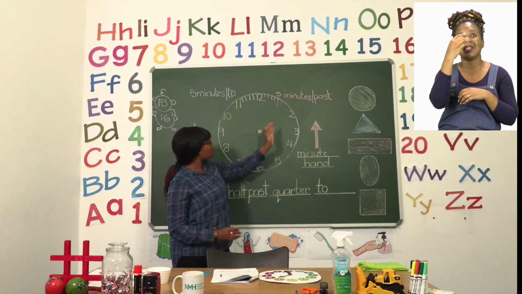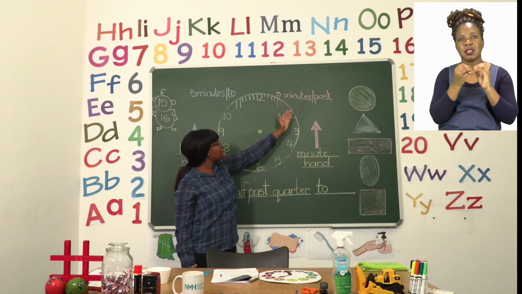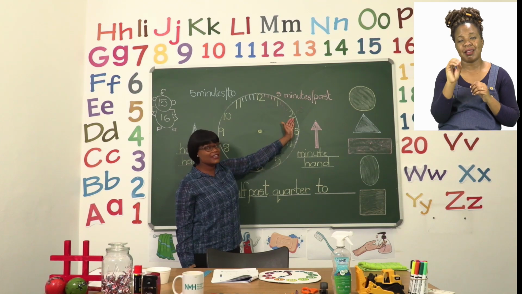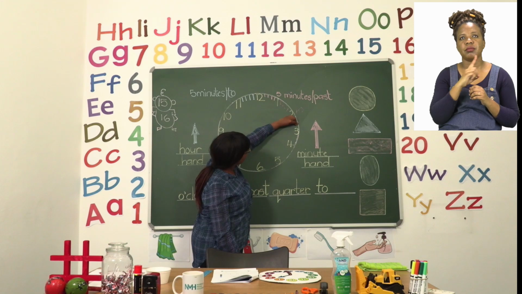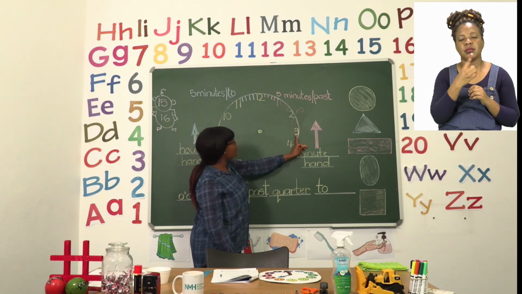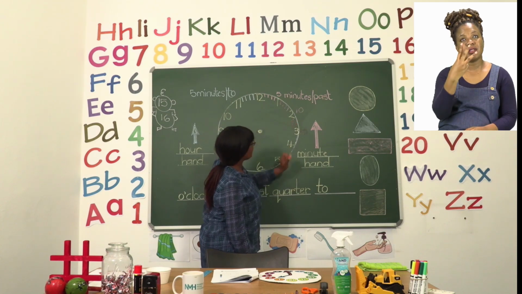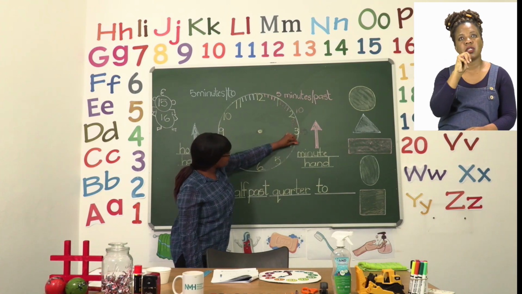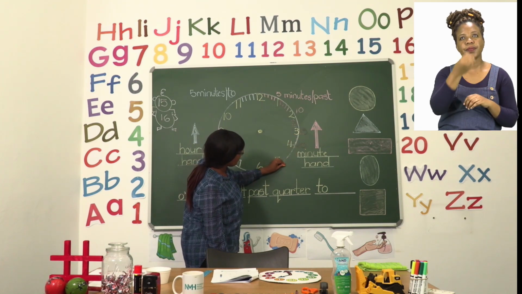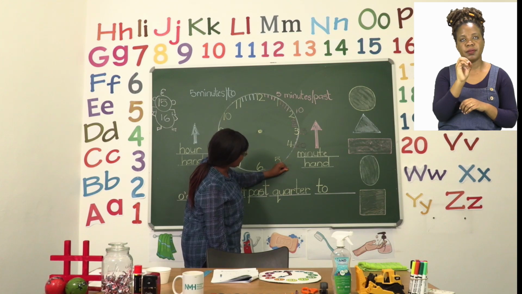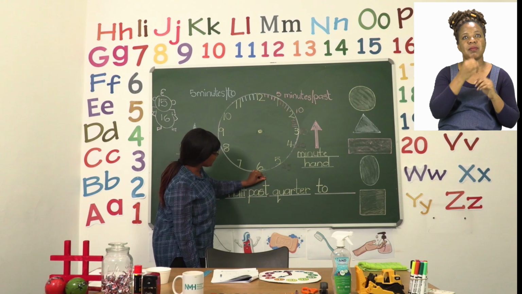If we continue counting, 5 minutes, 6, 7, 8, 9, 10 minutes, and we count another 5, 11, 12, 13, 14, 15 minutes. And then we have 20 minutes at 4. We have 25 minutes at 5. And then we have 30 minutes at 6.